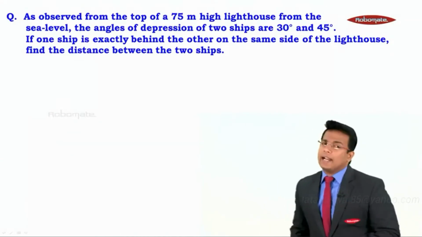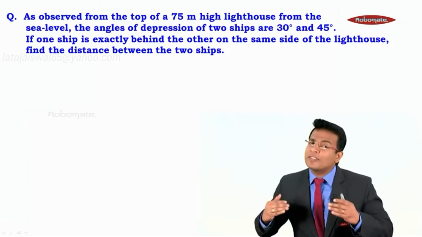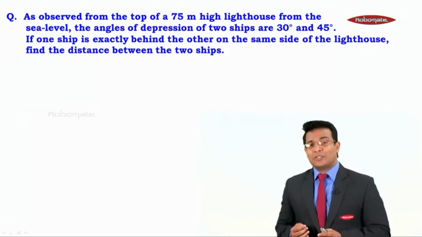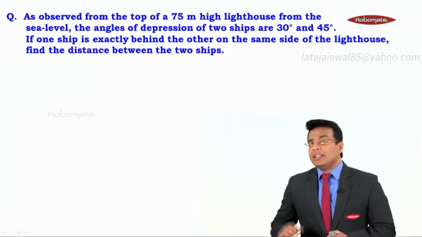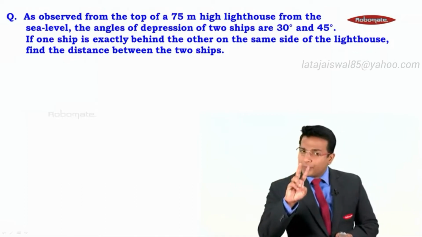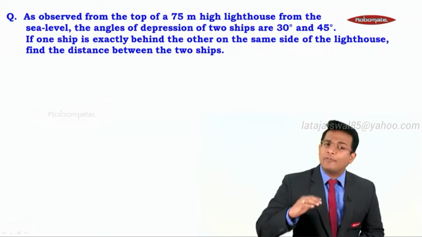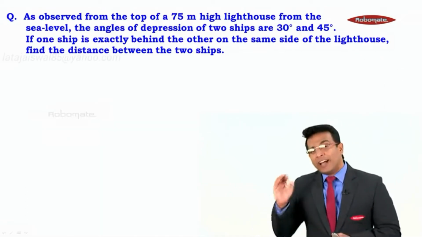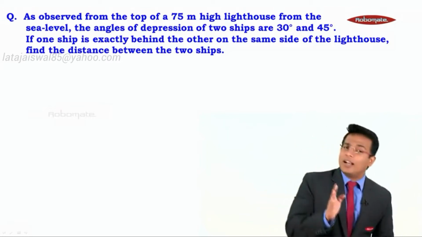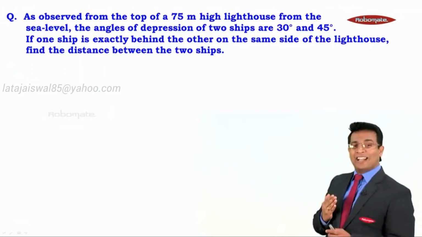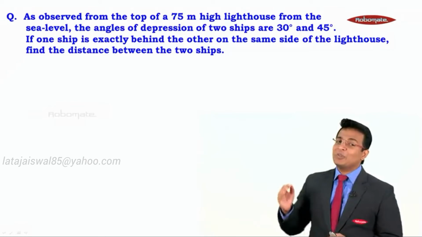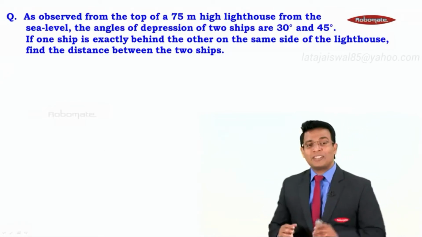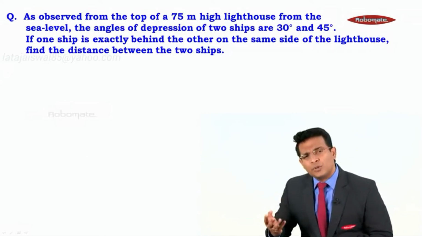The sum says that as observed from the top of a 75-meter high lighthouse from the sea level, the angles of depression of two ships are 30 degrees and 45 degrees. If one ship is exactly behind the other on the same side of the lighthouse, find the distance between the two ships. That is what the sum says. Let's understand what we are supposed to draw.